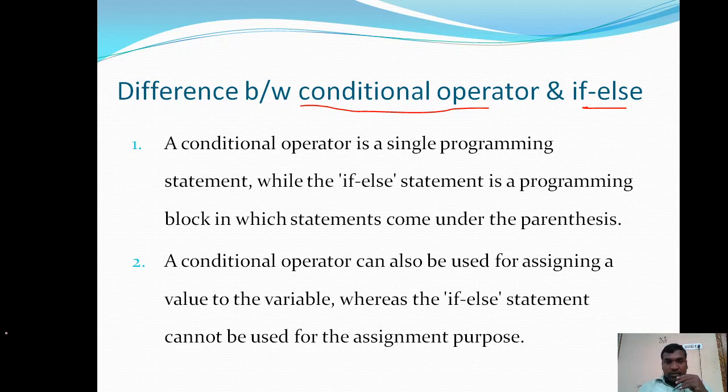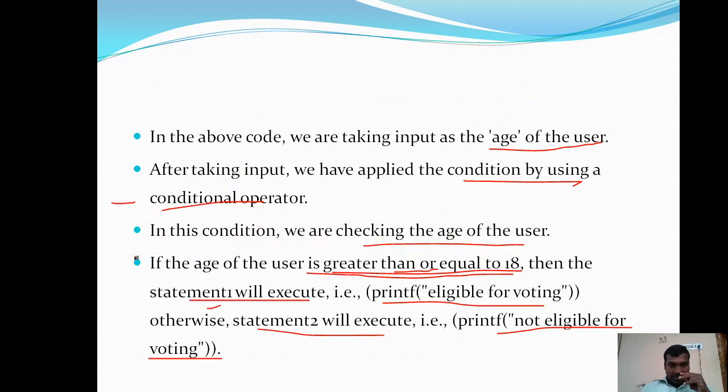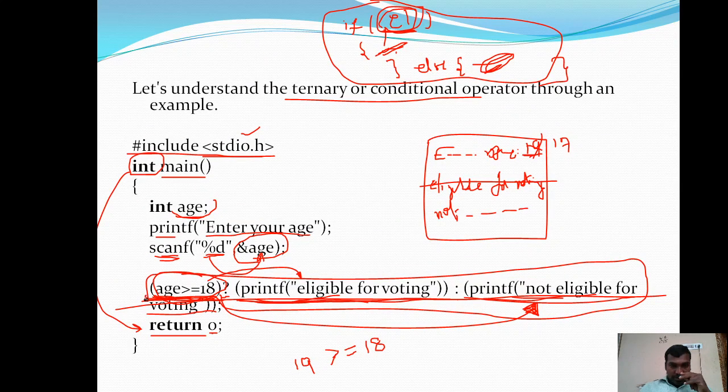Now, the conditional operator is a single programming statement, right? The conditional operator is specified in a single line here. So this is a single line of code in this program, and in the previous program here also this is a single line of code.